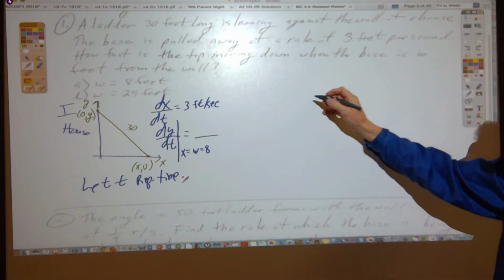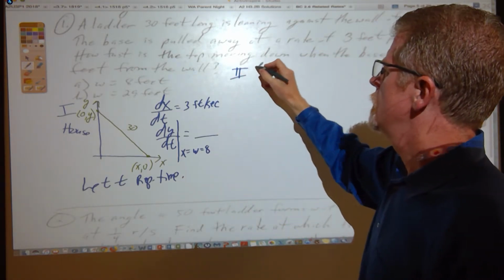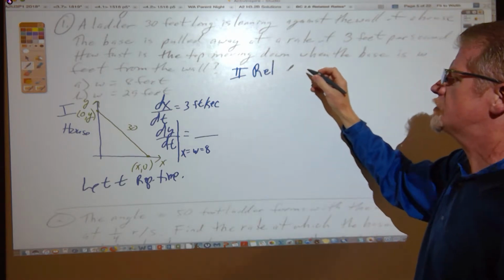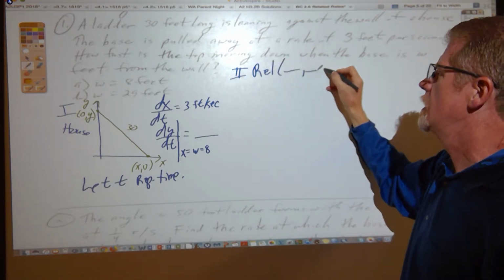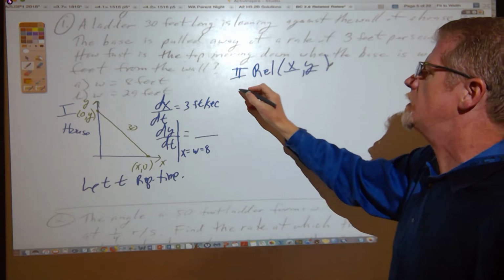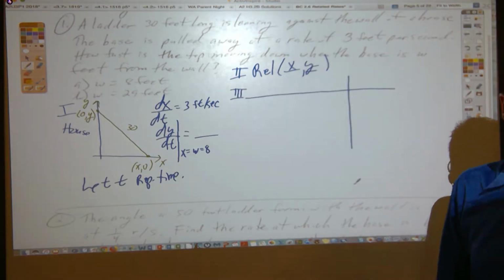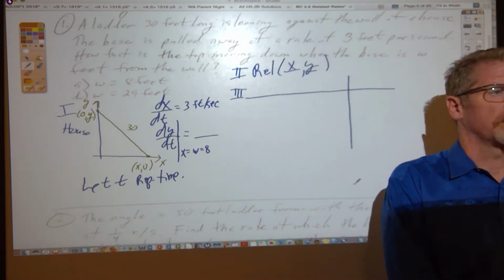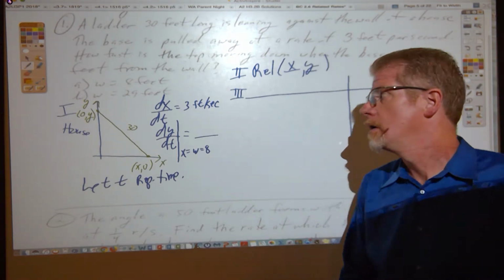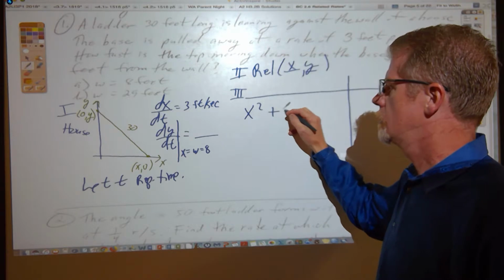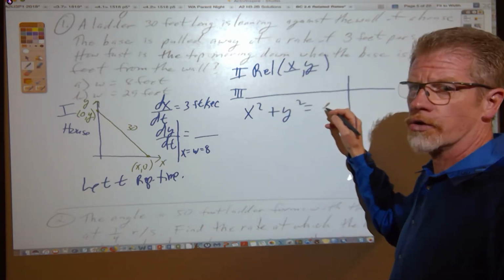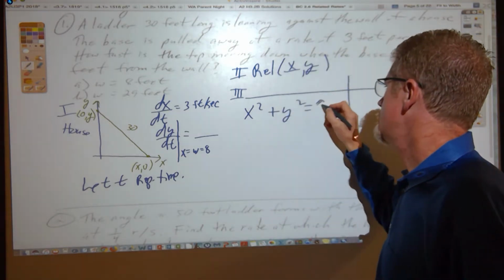Okay, so I think we got that. Roman numeral 2. Relationship between, talk to me, class, what letters? I need a relationship between x and y. Who has one? Who has a relationship between x and y? x squared plus y squared equals 30 squared. So we'll call that 900.